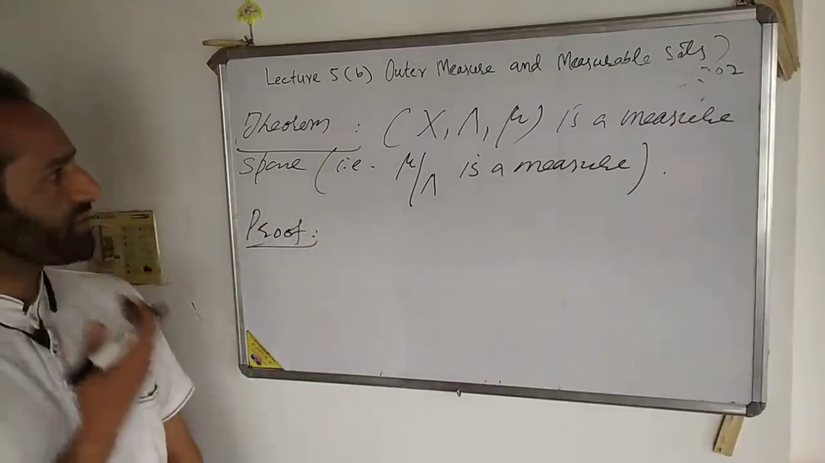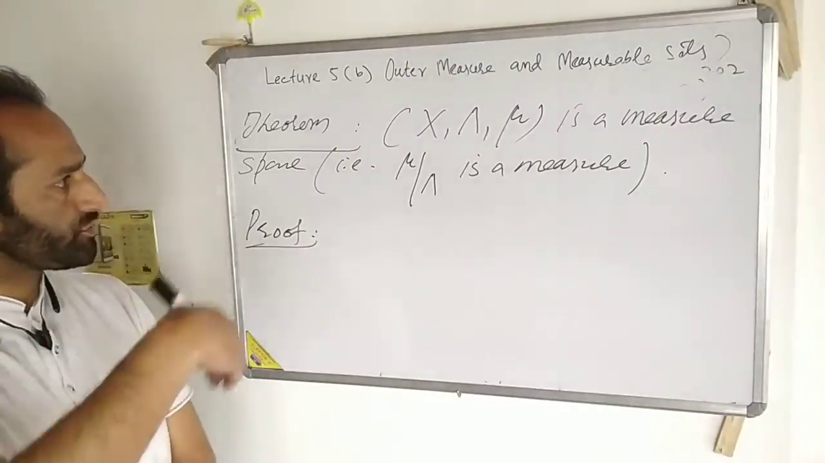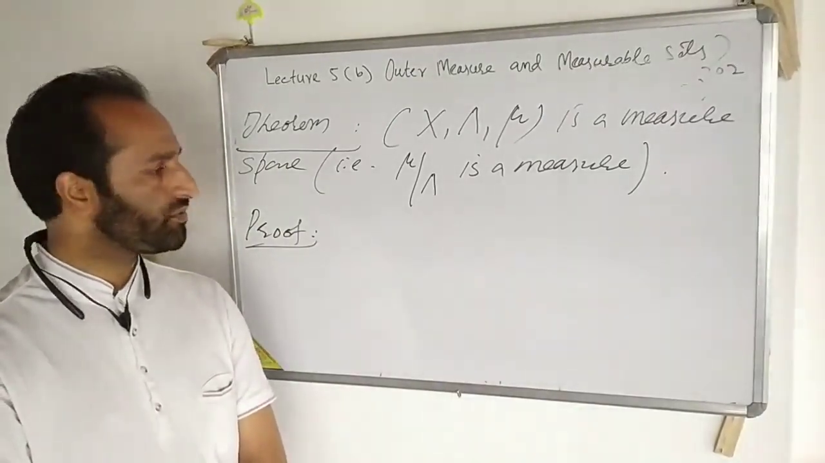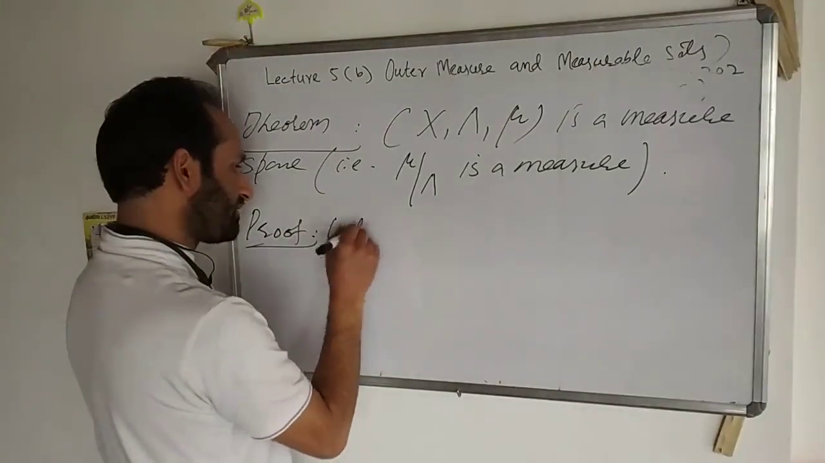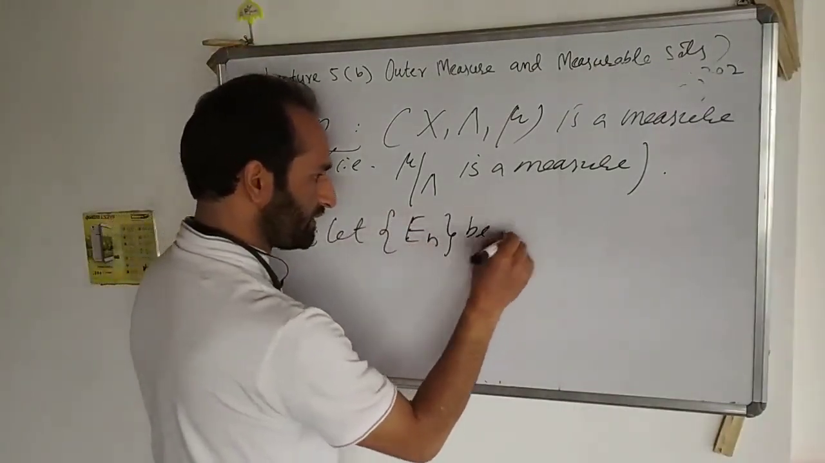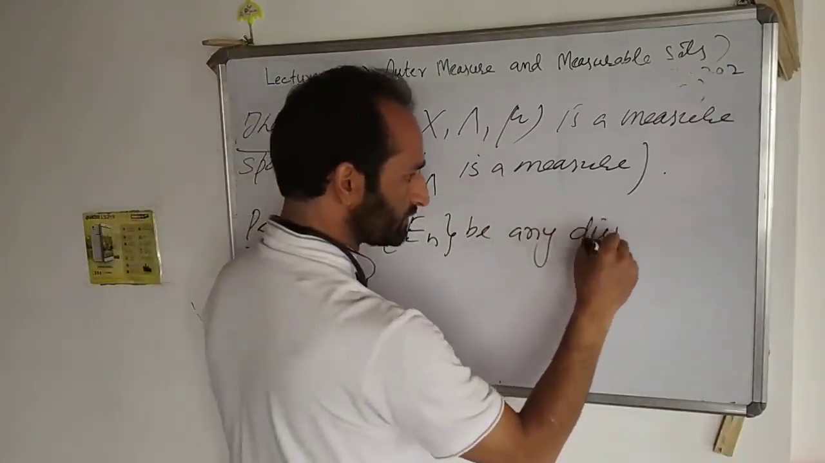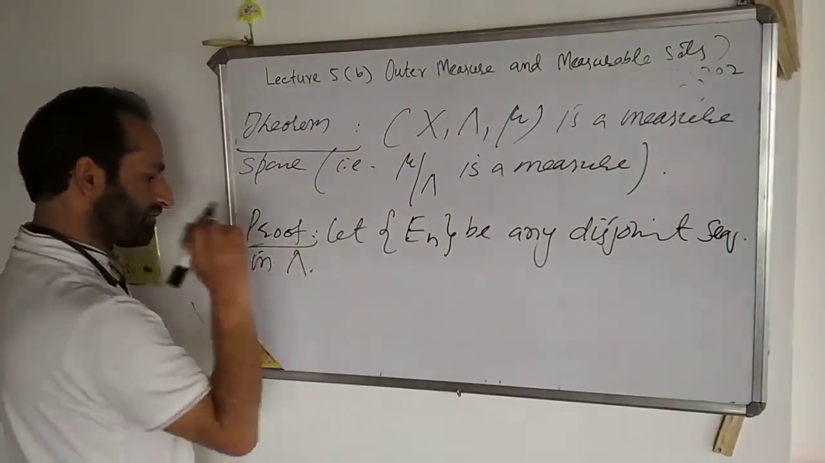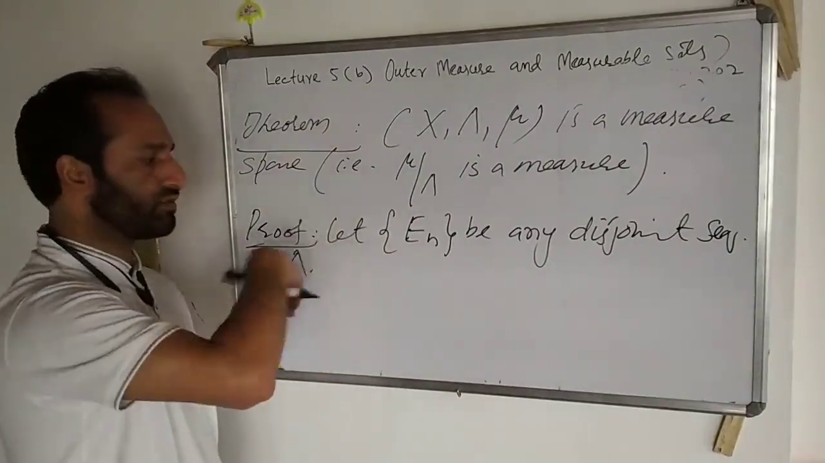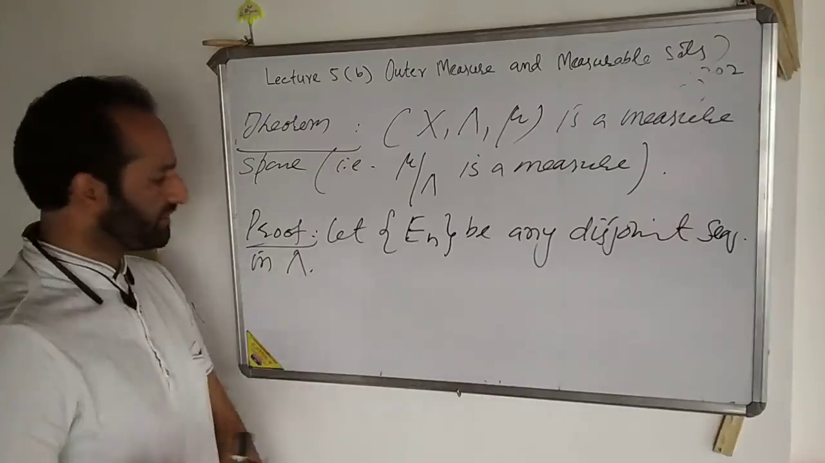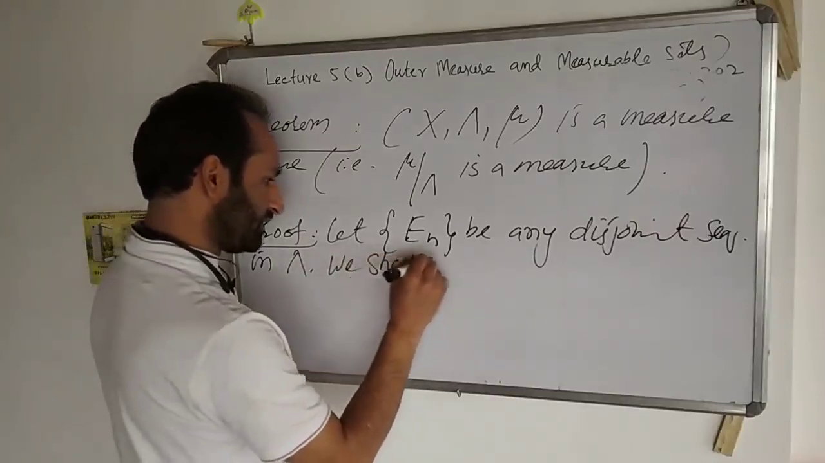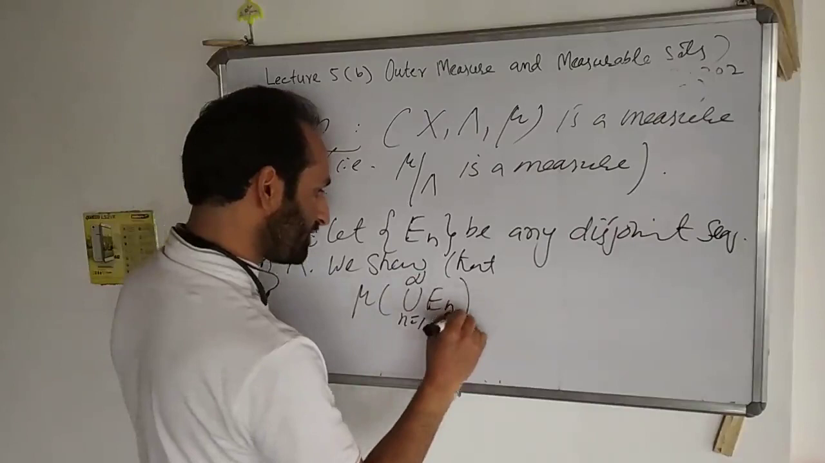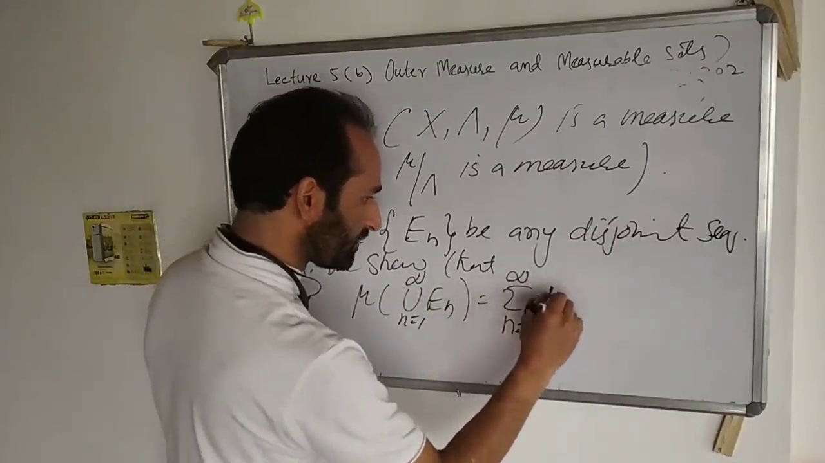So let's take any disjoint sequence in lambda, say En. We will show that mu of the union of En is equal to the summation of mu of En. So let En be any disjoint sequence in lambda, such that the union is in lambda. That's already proved; the union is in lambda, so we don't need to write it here. We show that mu of the union of En, n runs from 1 to infinity, is equal to the summation, n runs from 1 to infinity, of mu of En.